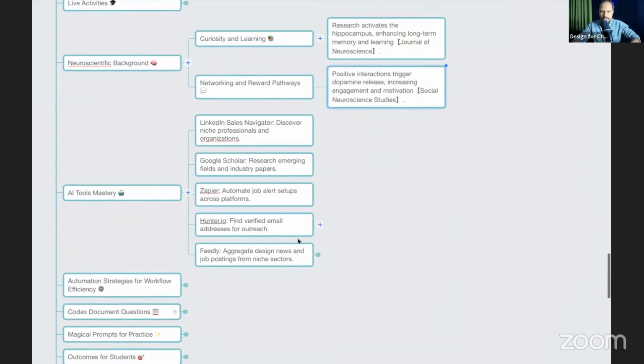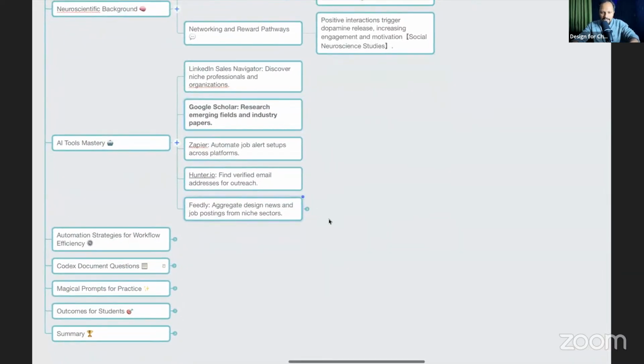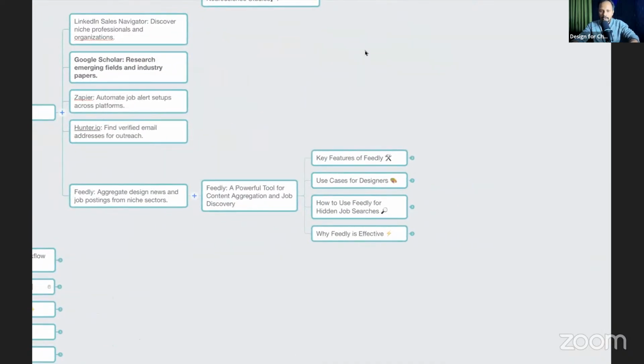You can use some tools, like Google Scholar. Please use this, it is a wonderful tool. Don't use LinkedIn Sales Navigator, that is not really required. Use a tool called Feedly. This is a wonderful tool, guys. Create a free account in Feedly. You can set one alert in Feedly.